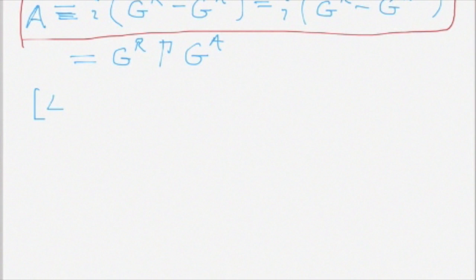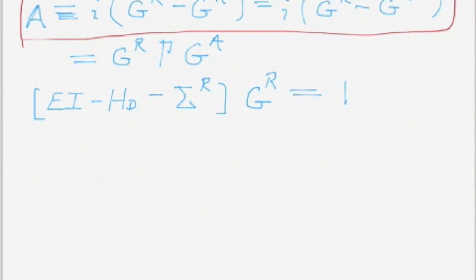So we have E, okay, I'll put in the identity matrix. E times the identity matrix minus the Hamiltonian in the device region minus sigma r, and for us that's just due to the coupling to the leads, times, remember GR is by definition the inverse of that matrix, right? GR. We define GR as the inverse of E minus H minus sigma. GR is the inverse of E minus H minus sigma, so this must equal, multiplying a matrix by its inverse, right? So that equals the identity.